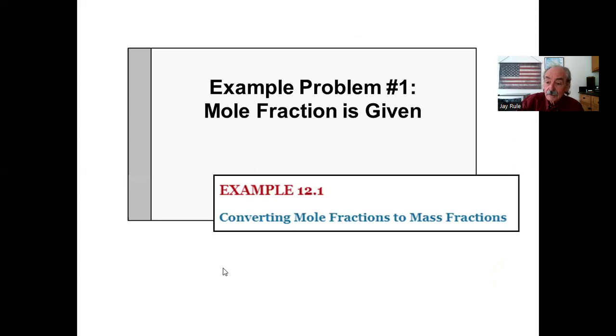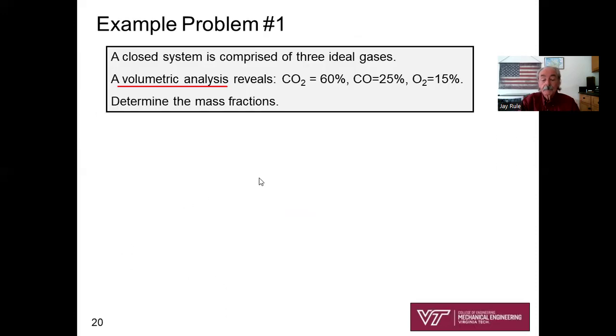It is. Let's do example problem number 1. I'm trying to mimic example 12.1 in your textbook, so this doesn't replace what you're doing in your textbook work. Example problem 1: a closed system is comprised of 3 ideal gases. A volumetric analysis reveals CO2 60%, CO 25%, and oxygen 15%. The problem is to determine the mass fractions. Should be pretty easy.